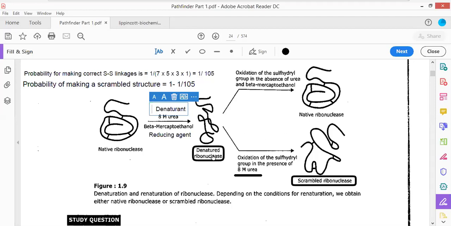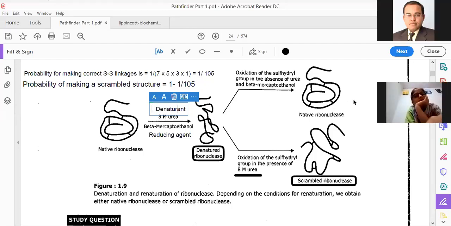And if you do not remove the reducing agent as well as the denaturant, then you will never get a protein renatured. 100% the protein will always remain denatured in nature.